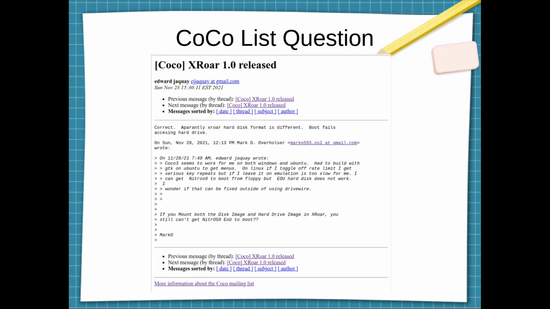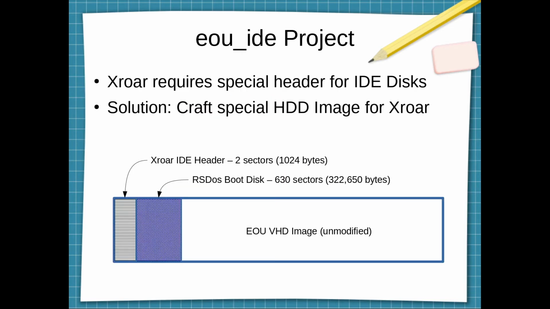There are some differences with the XRoar IDE emulation, and I wrote a script that allows you to take a stock version of NitrOS-9 EOU, either 6809 or 6309, both work. Take the stock distribution, you run the script, and out comes a hard drive image, which you can use with XRoar.